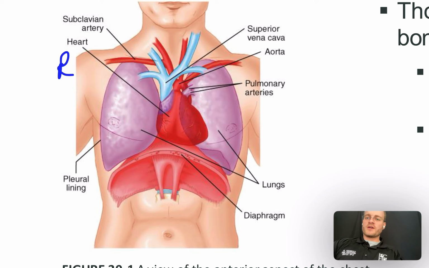And so we know that this is the patient's right. And so there's 3 lobes on the right side and there's 2 lobes on the patient's left side.